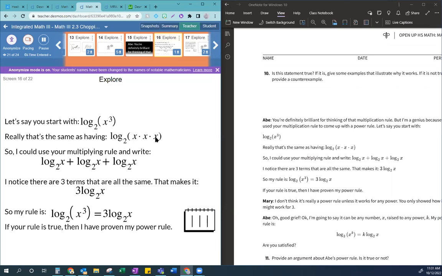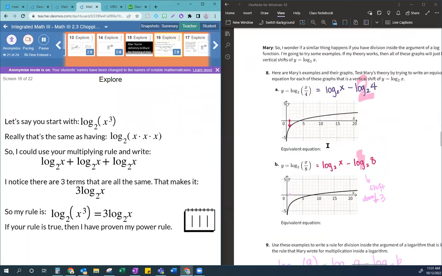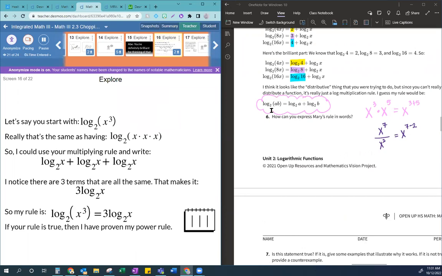So I'm always going to encourage you to do this. Go back to your definition. What does X cubed mean? X times X times X. But Ms. Johnson, you already told us the rule for X times X times X. Oh, I did. We add the exponents. Okay, log base two of X plus log base two of X plus log base two of X.